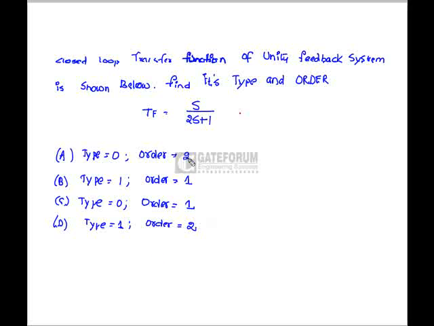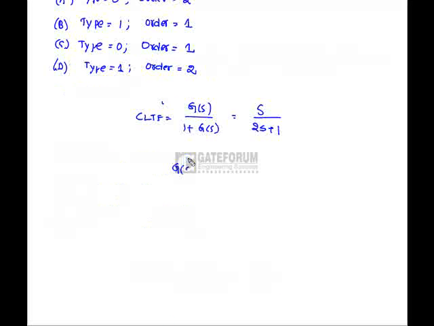Here first of all, this is the closed loop transfer function. We have to derive the open loop transfer function. Closed loop transfer function is nothing but G(s) by 1 plus G(s) in case of a unity feedback system, which is s by 2s plus 1. From this we have to get the open loop transfer function, that is G(s) is nothing but s by s plus 1. So if we simplify this particular equation, we will get this.